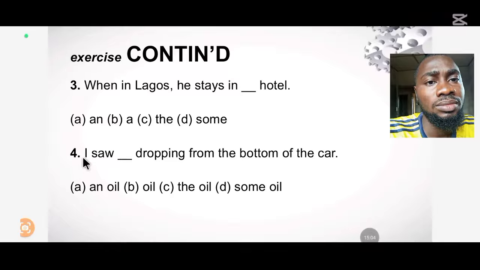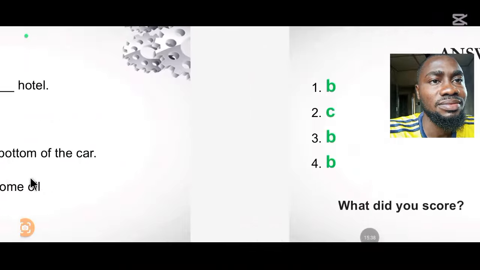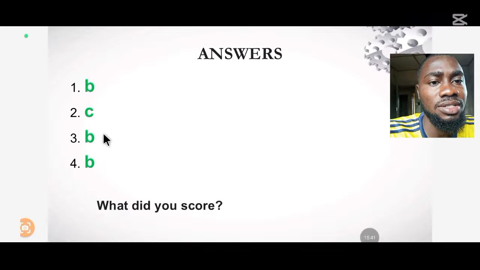Number 4. "I saw dash dropping from the bottom of the car." A, an oil. B, oil. C, the oil. D, some oil. What's your answer? You answered right. The answer is B. "I saw oil dropping from the bottom of the car." These are the answers. What did you score?